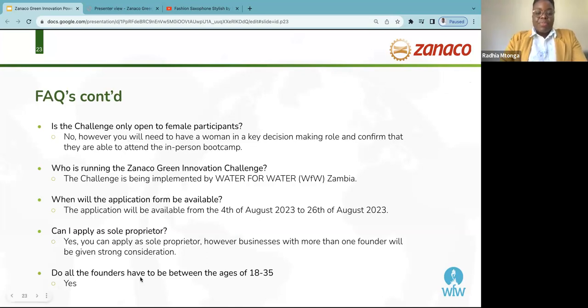And then lastly, do all the founders have to be between the ages of 18 to 35? Yes, the simple answer is yes. So if you're 2 founders, you should all fall between this age range.